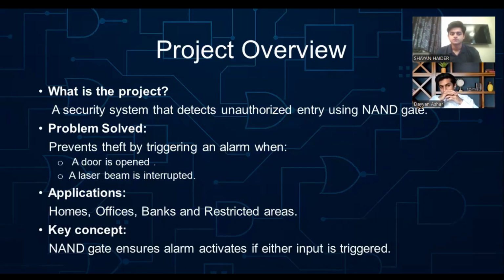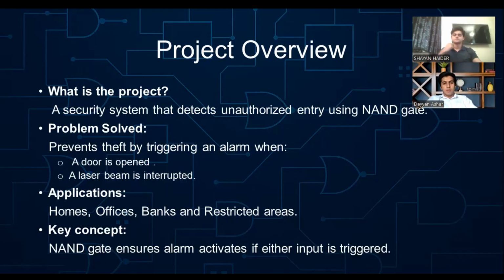So basically our project revolves around a security alarm which is operational using NAND gate. As you know, the functionality of NAND gate is that when any of its input is low, the output is high. So its inputs are connected to the door and LDR sensor. When there is an obstacle in any one of those inputs or in both inputs, it will send high output to the buzzer and the buzzer will activate.